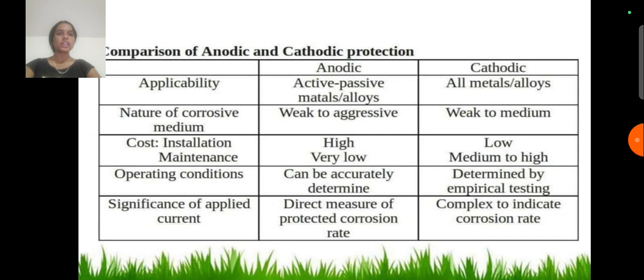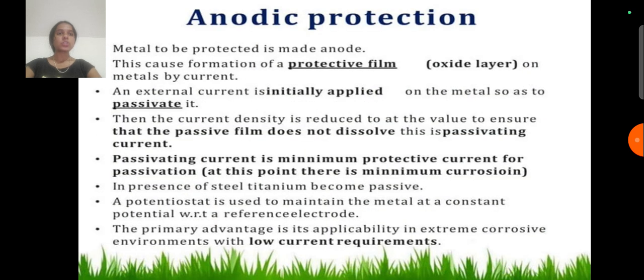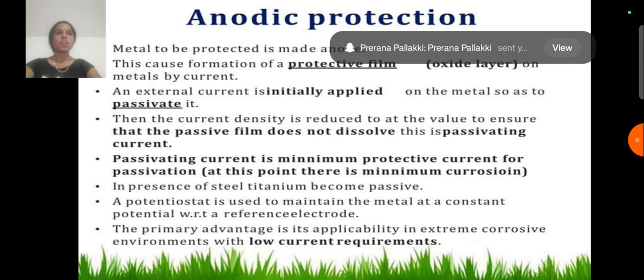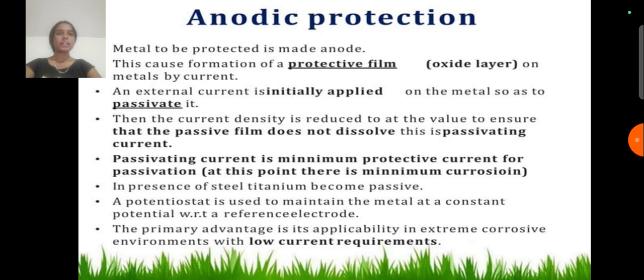to indicate the corrosion rate. And anodic protection in corrosion: the metal to be protected is made the anode, and it causes formation of a protective oxide film layer on the metal by current. An external current is initially applied on the metal so as to passivate it. And next, the passivating current is the minimum current required for passivation, and in the presence of steel, titanium becomes passive. The primary advantage is its applicability in extreme environments with low current requirements. This is about anodic protection in corrosion.